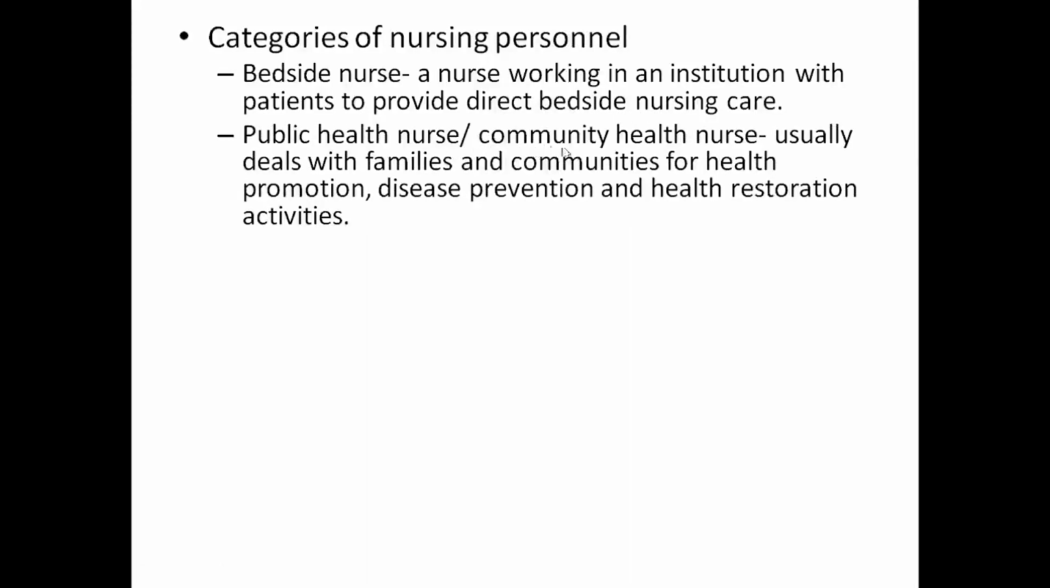Categories of nursing personnel. First one is the bedside nurse, the person who gives care to a patient in a hospital. A nurse working in an institution with the patients to provide direct bedside nursing care. Second, public health nurse or community health nurse usually deals with the families, communities or health promotion, disease prevention and health restoration activities. You might have seen during the vaccination, the public health nurse come to the doors of each house and ask for any persons who have to be vaccinated during the polio eradication program.